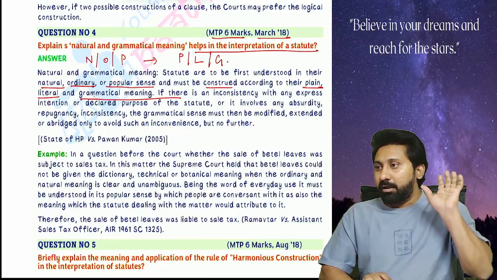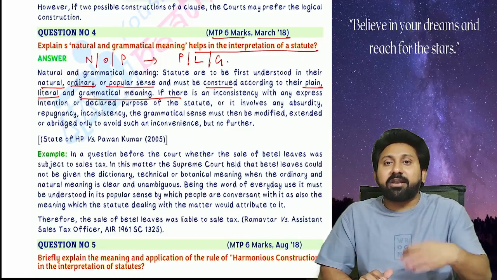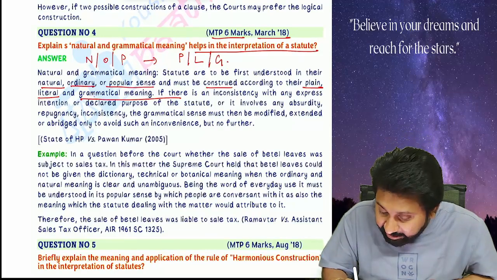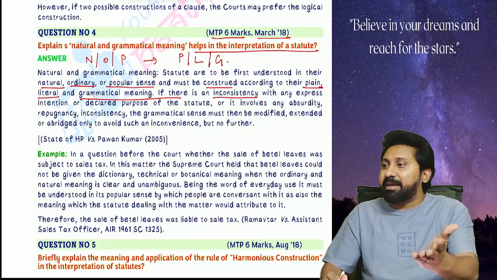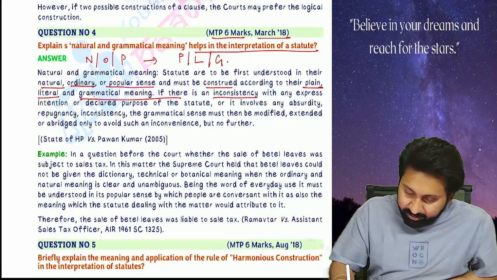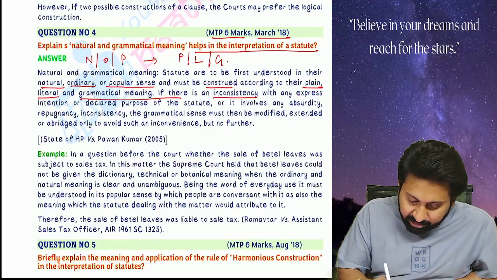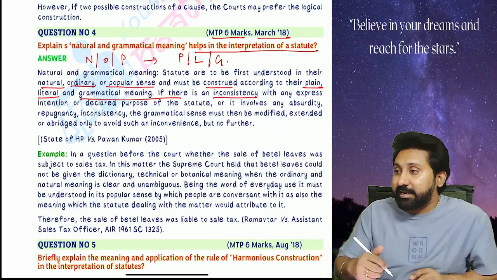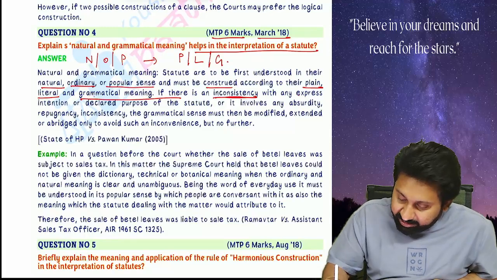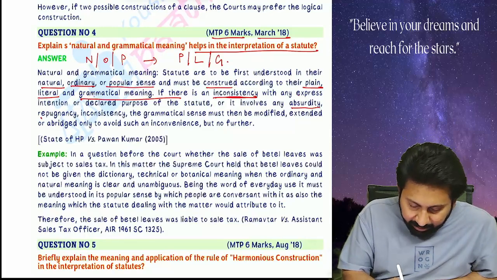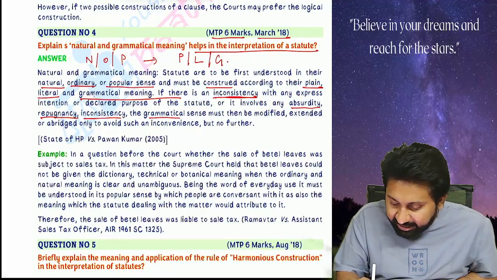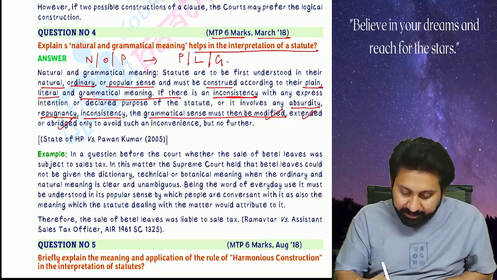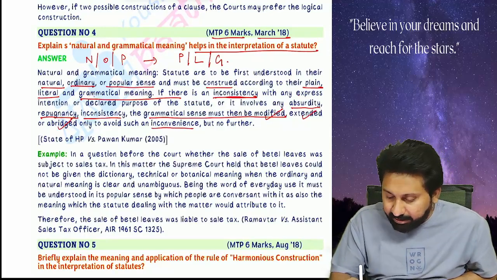If giving a natural, ordinary, popular meaning, and understanding in a plain, literal sense, results in inconsistency, it means giving a wrong meaning for the words. In that case, if it conflicts with any express intention or declared purpose of the statute, or it involves any absurdity, meaning nonsense meaning, repugnancy or inconsistency, the grammatical sense must then be modified, extended or abridged, only to avoid such inconvenience, but no further.